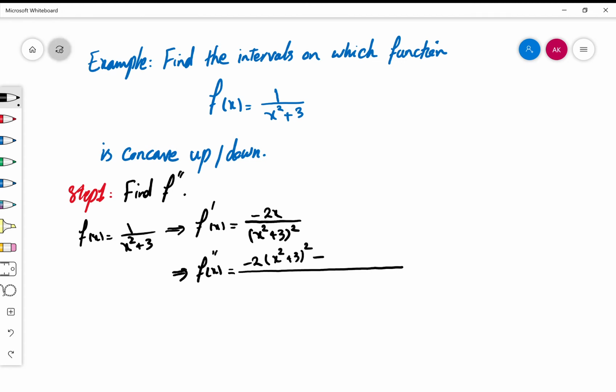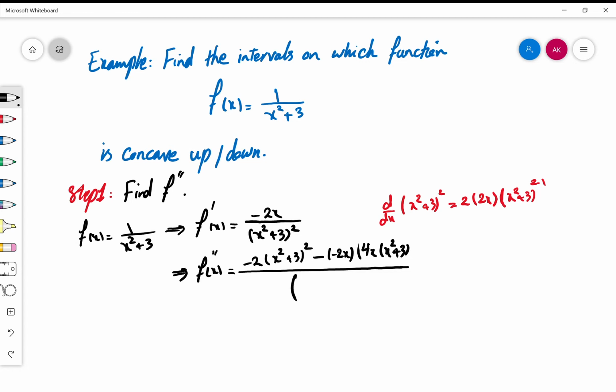It will be the derivative of the numerator, negative 2, times the denominator, minus the numerator, which is negative 2x, times the derivative of the denominator. Remember, for x squared plus 3 squared, the derivative is 2 times 2x times x squared plus 3 to the power 2 minus 1. So it means that I have 4x times x squared plus 3.